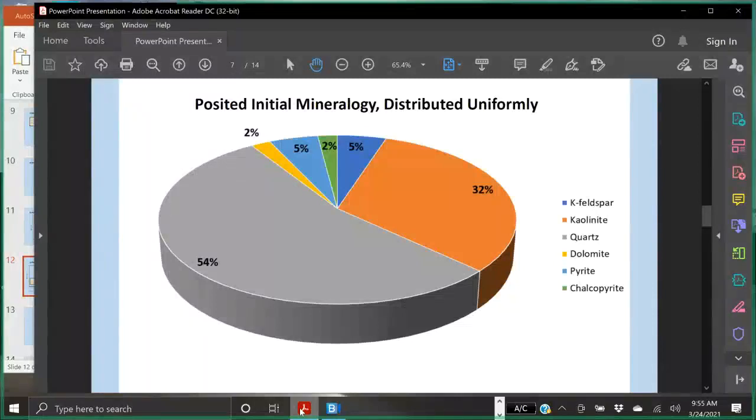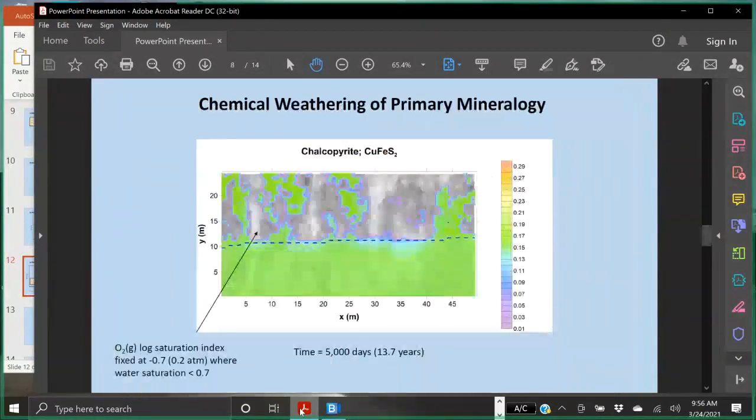of the different mineral phases present uniformly across the entire model, both in the vadose zone and in underlying groundwater. And this is the same distribution of mineralogy as we discussed in the earlier one-dimensional example. The assumption in this particular model is that atmospheric oxygen can freely migrate through the vadose zone via diffusion, and this occurs where the water saturation is below 0.7.